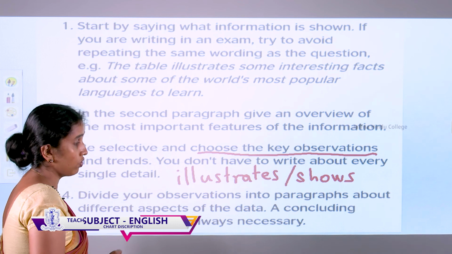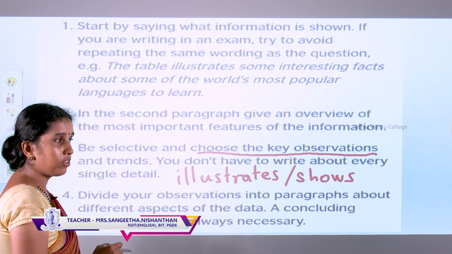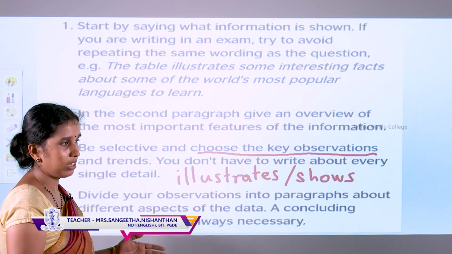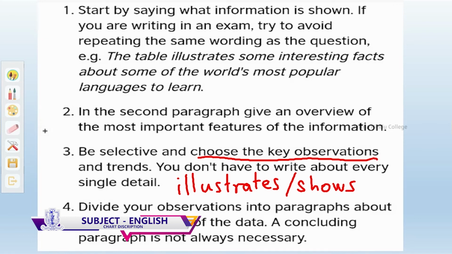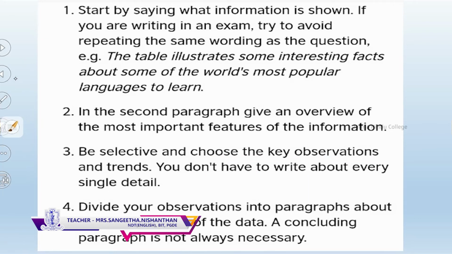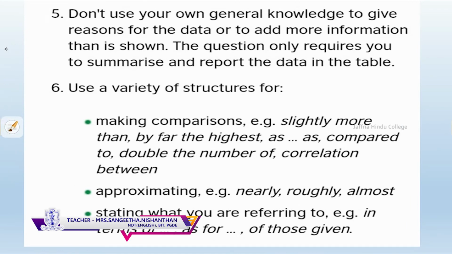The concluding paragraph is not always necessary for table, but if you are following a same format for bar chart, pie chart and Venn diagram, follow the same format for the table also. So you can give a conclusion paragraph for table also. Don't use your own general knowledge to give reasons for the data or to add more information than is shown. The question only requires you to summarize and report the data in the table, given in the table only.